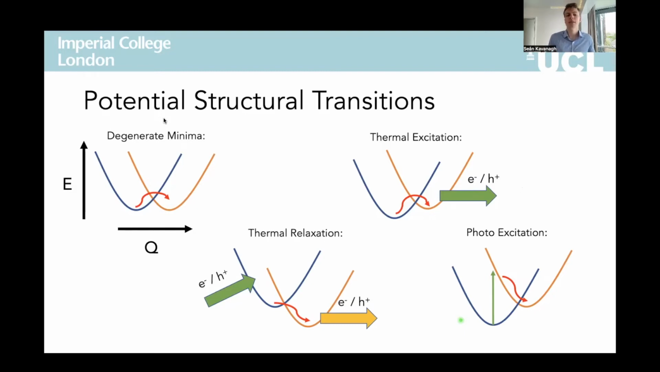If we think about this in terms of potential energy surfaces, where we have energy as our y-axis and Q, our structural coordinate, as the x-axis, we see that there are a couple of possibilities. We could have this case of degenerate minima, in which there exists several energy equivalent arrangements of the defect. And so at room temperature, we might expect a certain amount of hopping between these structures, depending, of course, on the height of this energy barrier between them.